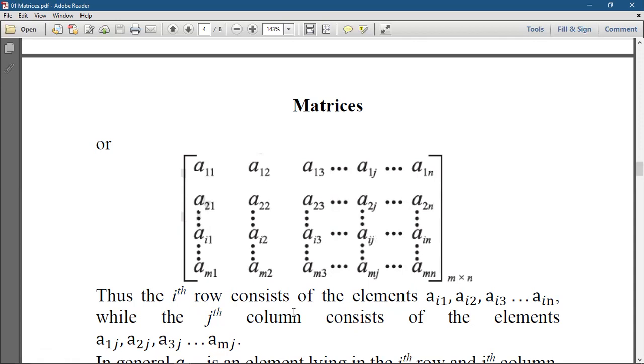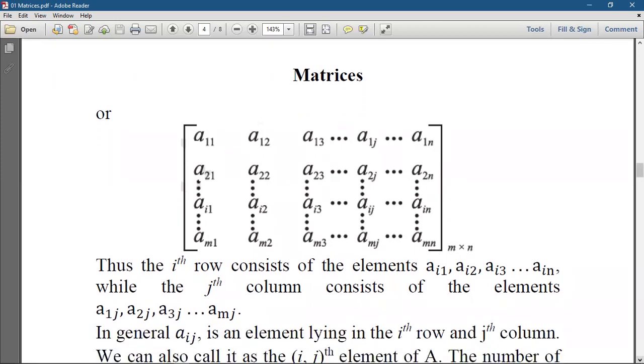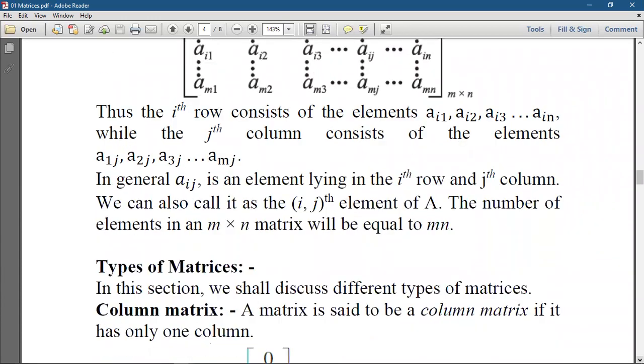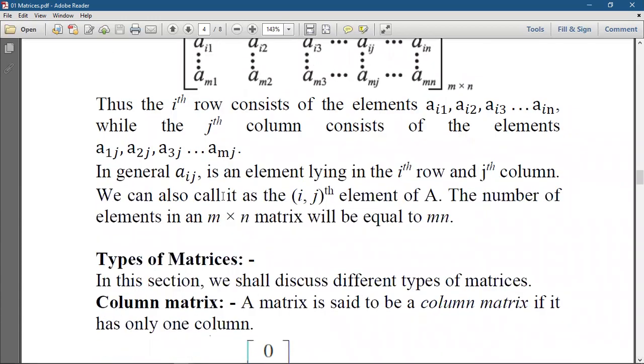Similarly, the jth column consists of the elements A1j, A2j, and so on up to Aij, up to Amj. That means here we see the ith row and jth column. This is very important. Therefore, in general, Aij is an element lying in the ith row and jth column.